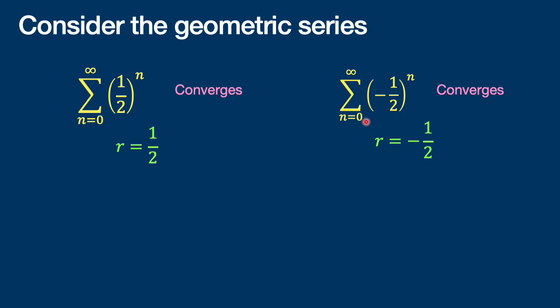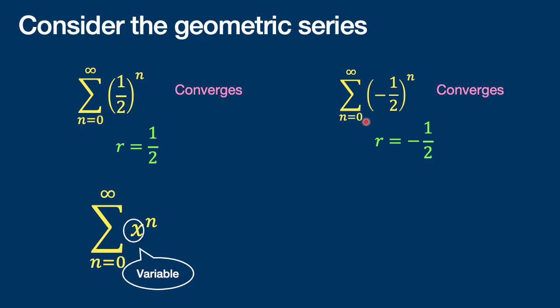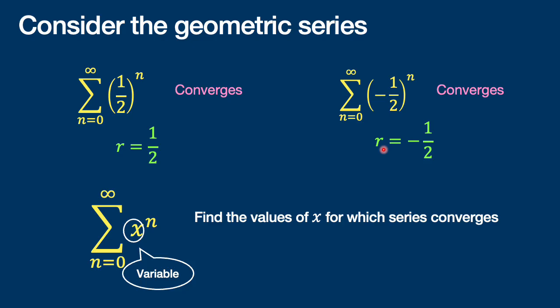But what if we replace the ratio with x? x is going to be an unknown number. We want to know which x values make this series converge or diverge. This one is what we call a power series. Let's get started with the definition of power series.